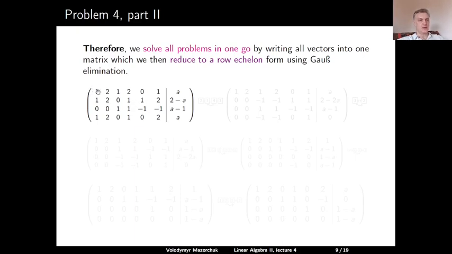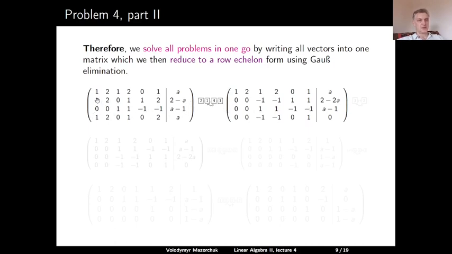We have 1 in row 1, column 1, so we can use it to kill all other elements in this column. So we subtract row 1 from row 2 and we subtract row 1 from row 4. Row 1 and row 3 remain the same.